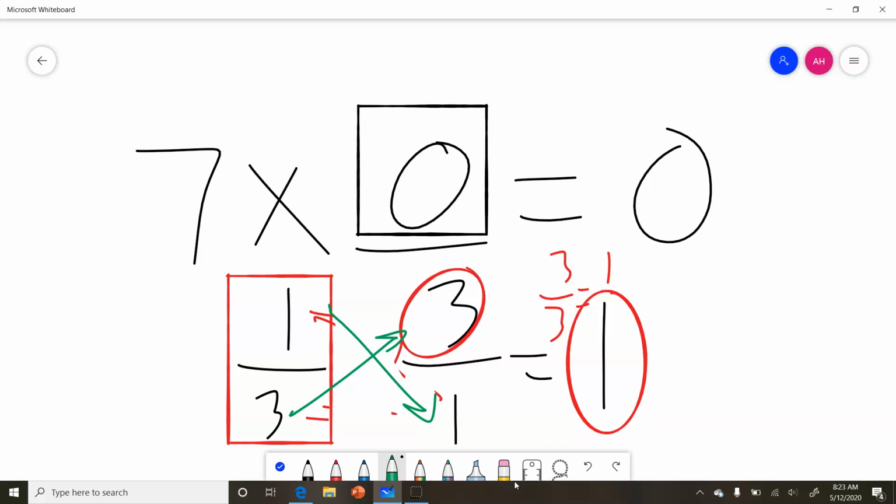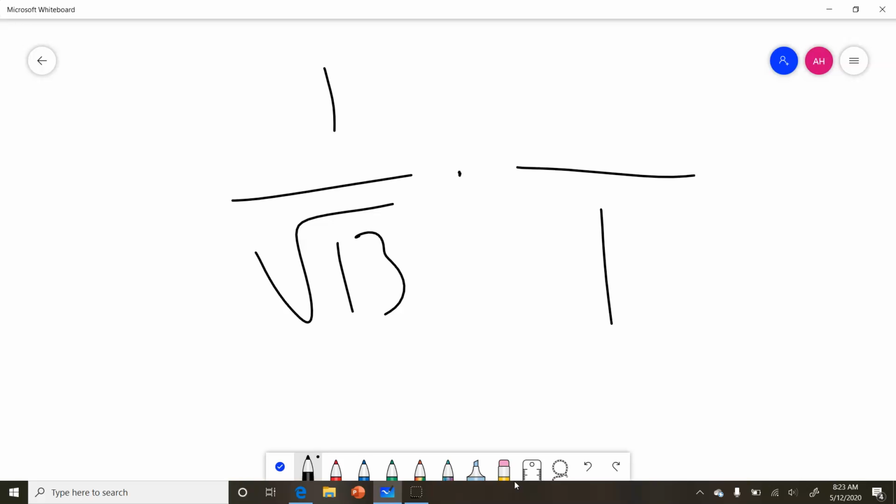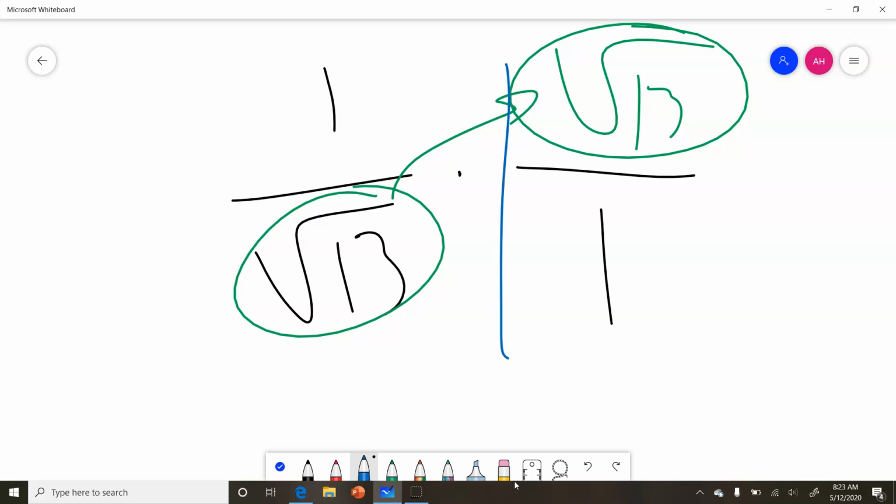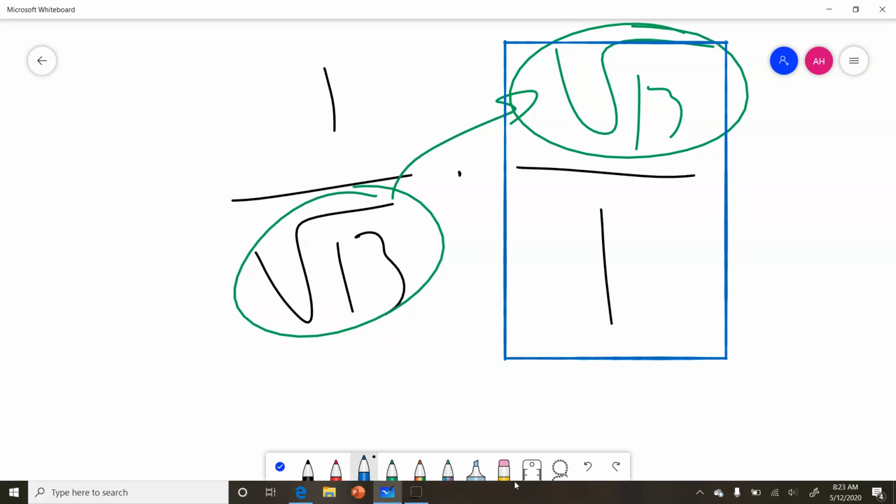Or if it was something like, one in your homework I think will look like 1 over the square root of 13 times what over 1? Well, you just take this guy and put him up here, and there's your answer, the square root of 13 over 1. So this whole thing now would be your answer, the square root of 13 over 1. Okay? So really straightforward, not too bad.